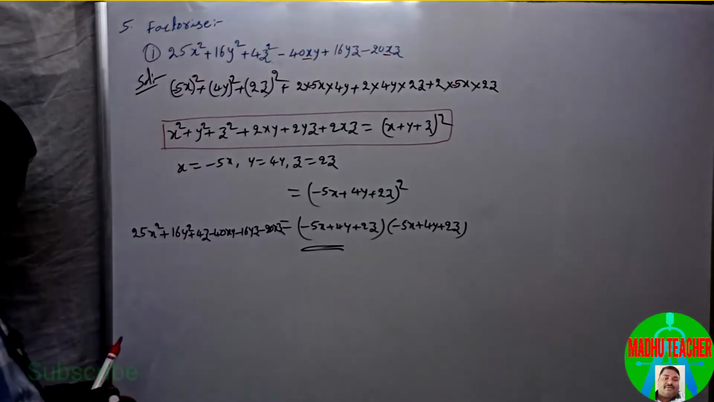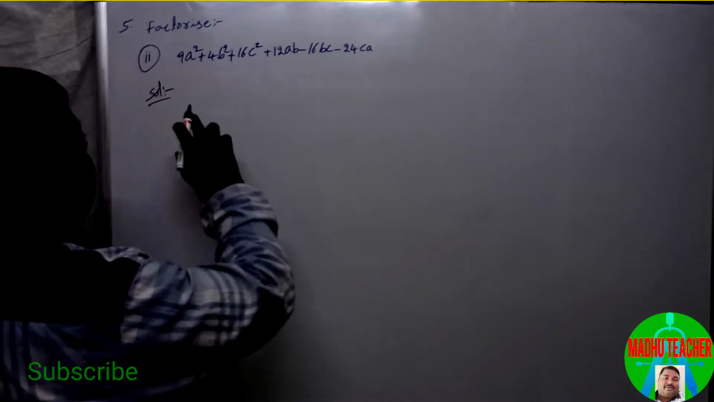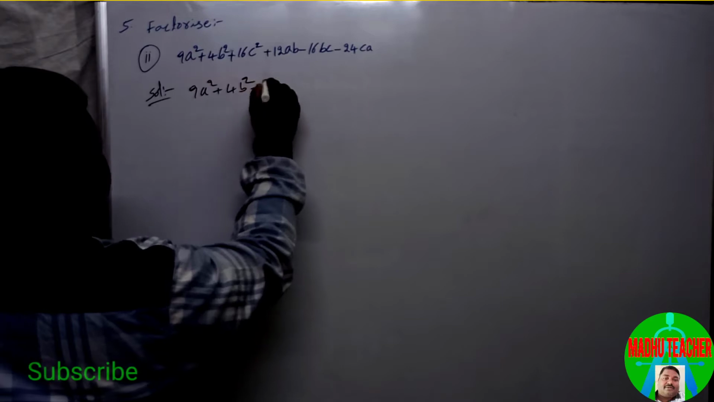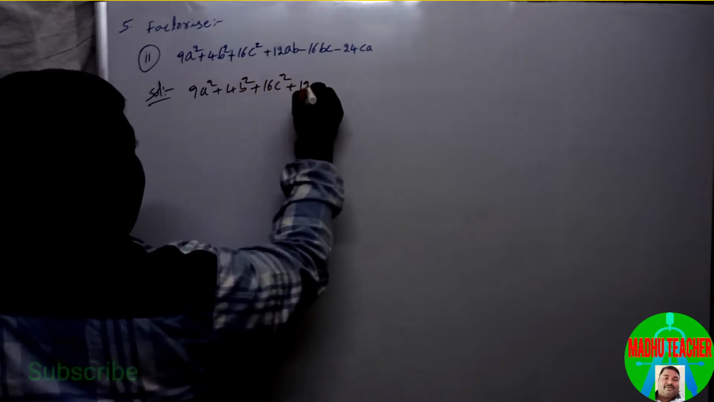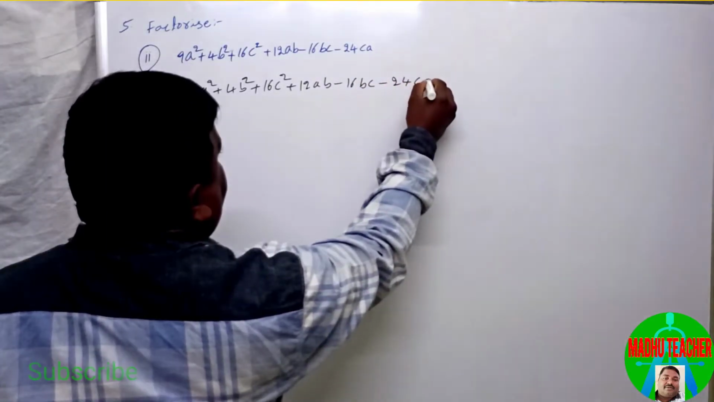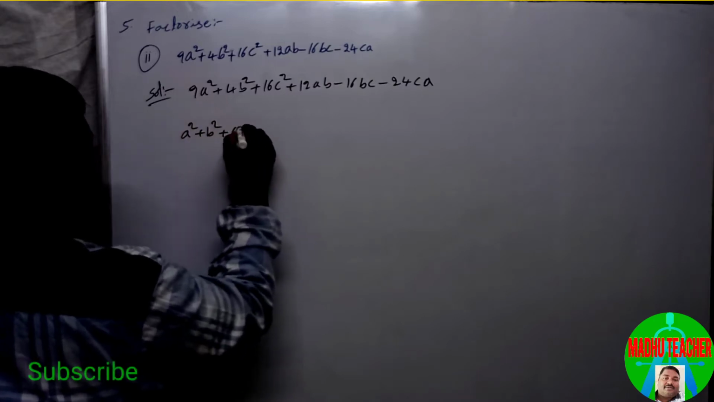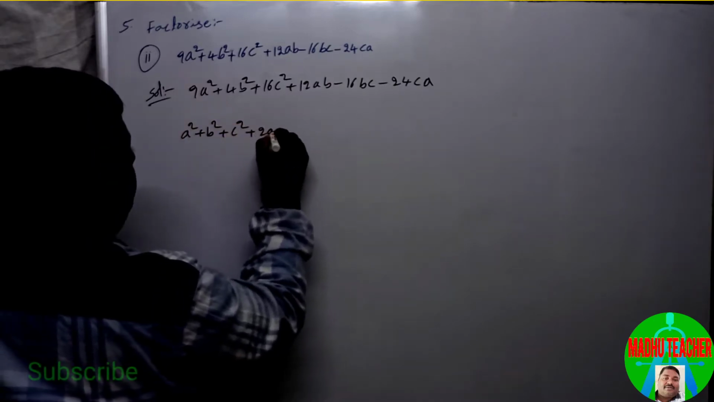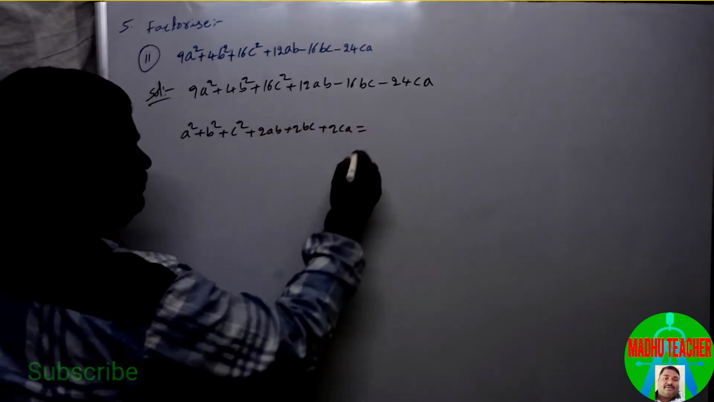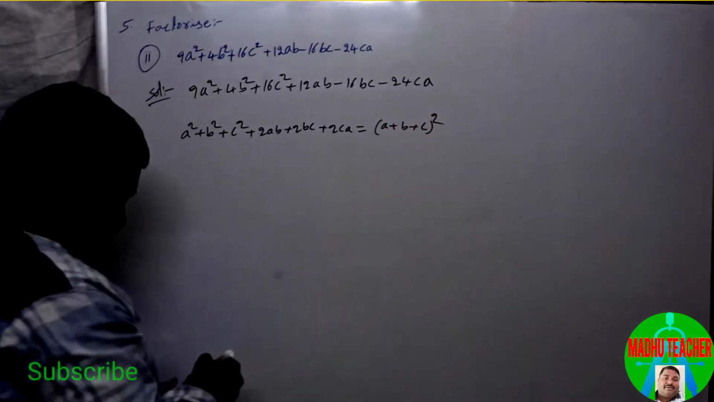Okay, next, the second one. What is the second one? 9a square plus 4b square plus 16c square plus 12ab minus 16bc minus 24ca. This is in the form of a square plus b square plus c square plus 2ab plus 2bc plus 2ca, that equals a plus b plus c whole square.